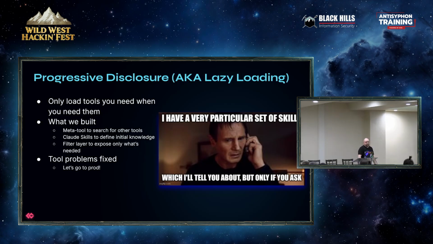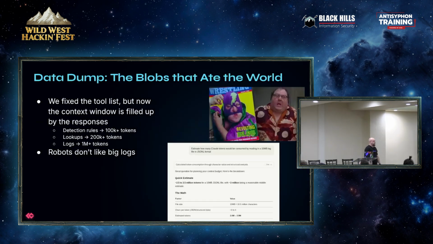This all works now. Until you try to actually load those files into that context window again. Turns out, again, robots don't like their memory filled up. What we were seeing is detection rules. So, for example, if I wanted to go through and say, show me all the detection rules and tell me what they do in my environment, I was taking up 100,000 tokens already. Lookups, so if you had a list of Tor nodes, and you told it, I want to know if this IP address is in that list of Tor nodes, it was burning 200,000 tokens. We're already out of our context window.